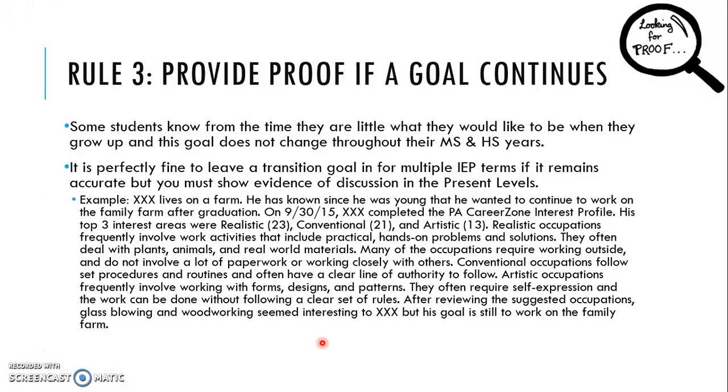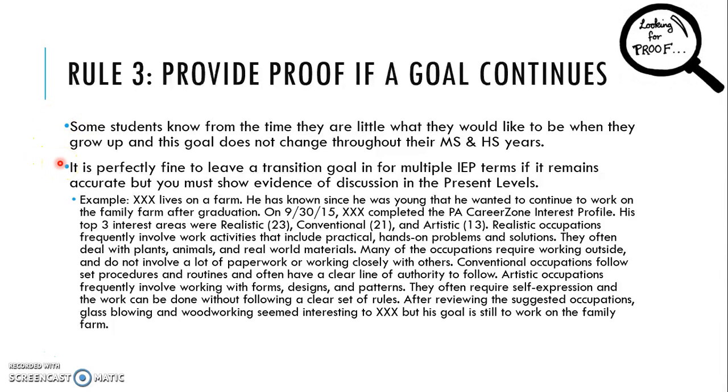Rule number 3. Provide proof if a goal continues. So some students know from the time that they're little that they want to be in the family profession or something like that, and the goal doesn't change. From the first time you write it when they're 14 through the time they graduate, that goal remains the same. They have a goal of such and such, and that is absolutely okay.